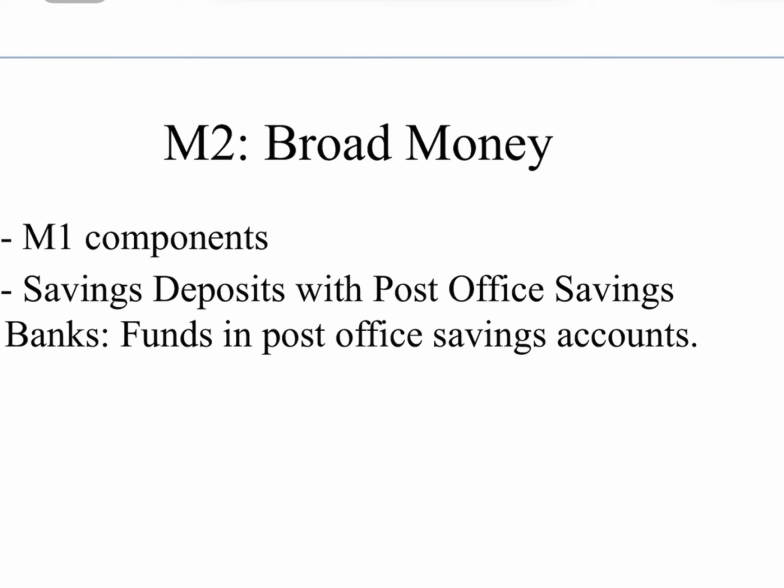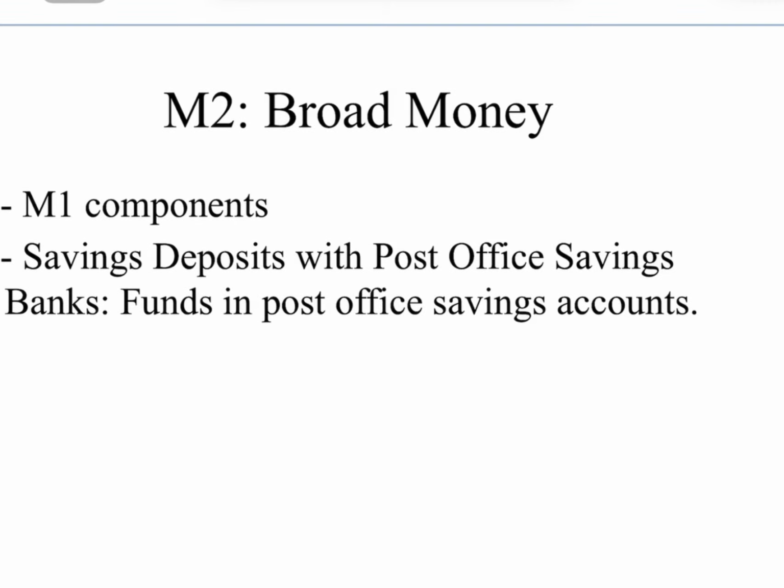Now to the M2, we can call it broad money. It includes the M1 components, as we have discussed above, and it also includes savings deposits with post office savings banks, that is, the funds in post office saving accounts. We have to remember this.